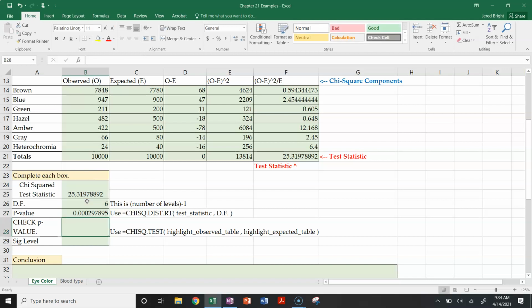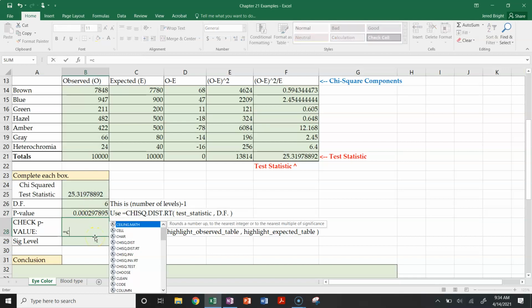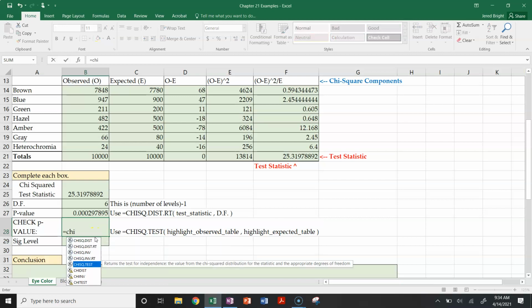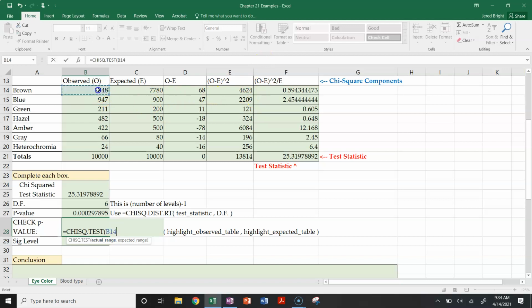Chi-sq.dist.rt, boom, done. Very, very small p-value. I can check this using that other command, chi-sq.test, and then the observed would be this, the expected would be this, and Excel will do all the calculations in the background. This is where I like to do this just to check my answer, and they match. And the significance level here, we didn't define that, but I'm just going to say 0.05.